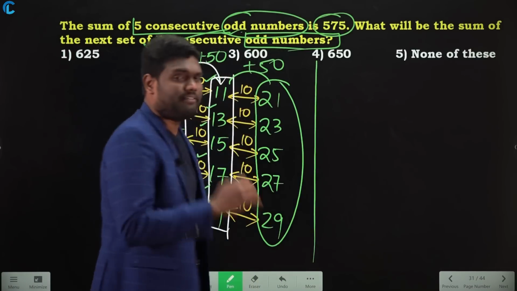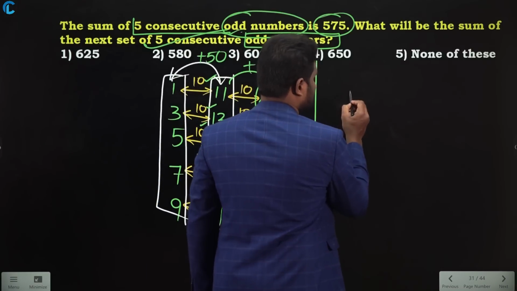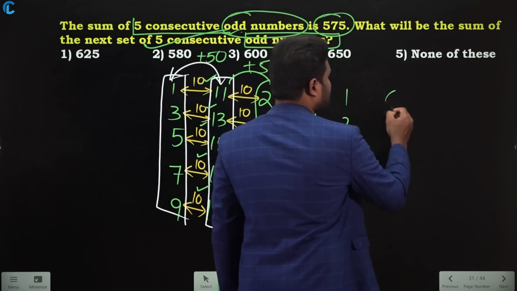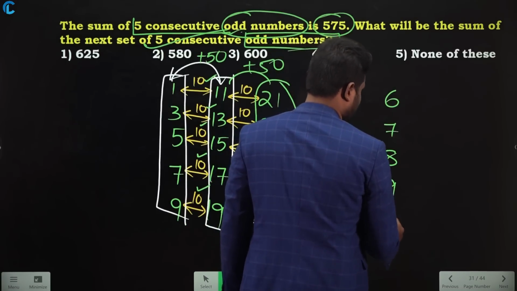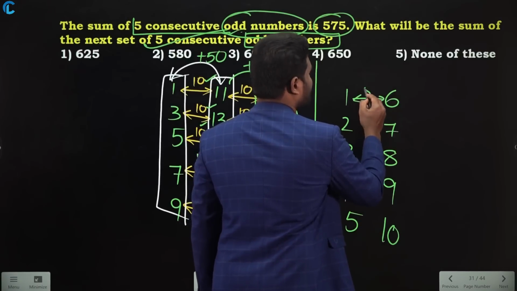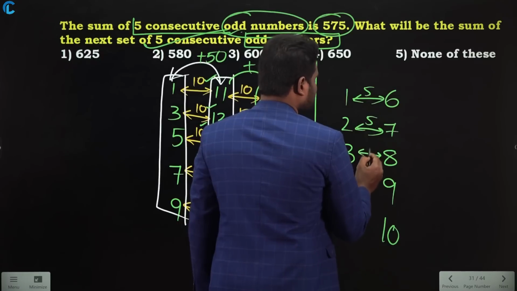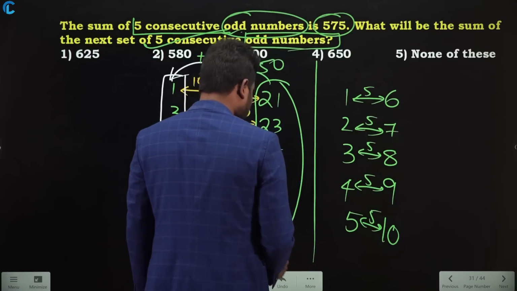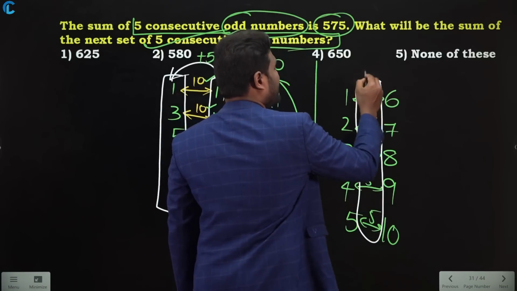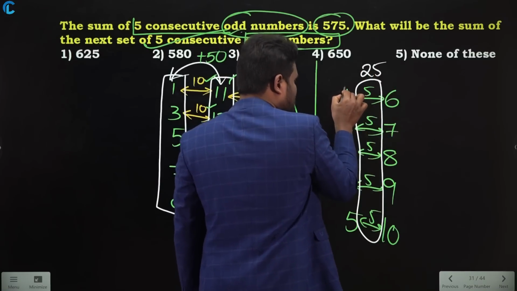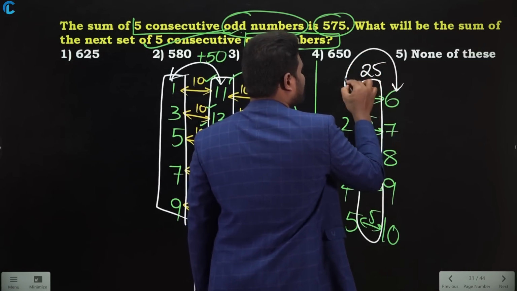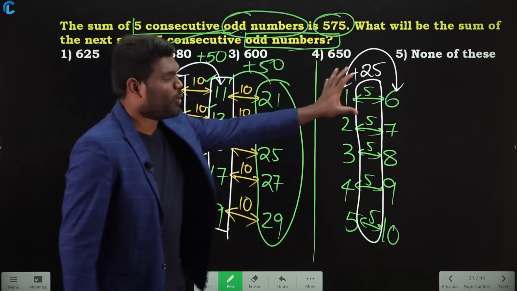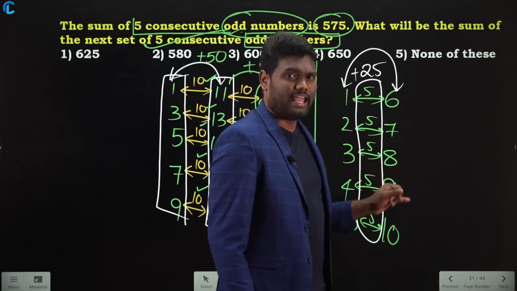Already in the previous example I have told you, if I take the first 5 numbers, 1, 2, 3, 4, 5, and the next 5 numbers, 6, 7, 8, 9, 10, if we observe here, the difference is how much? 5, 5, 5, 5, 5. So how many such 5s are there? 5 fives, which is 25. Which means the difference between the first 5 numbers and the next 5 numbers is nothing but 25. Yes or no? 25.